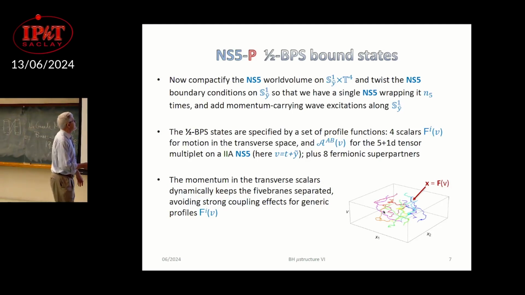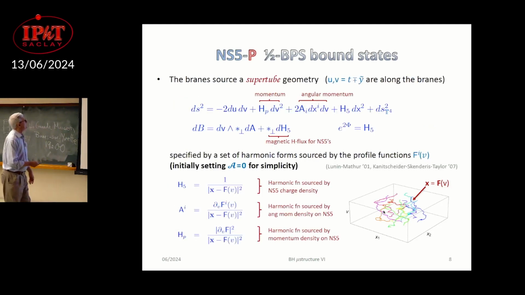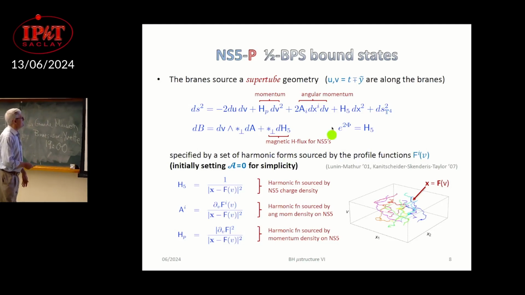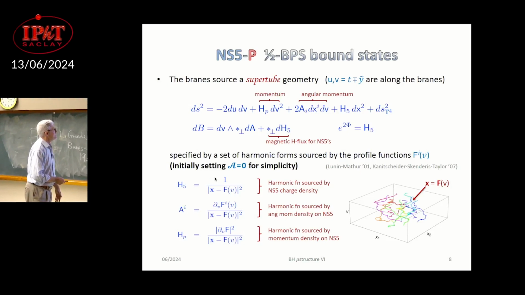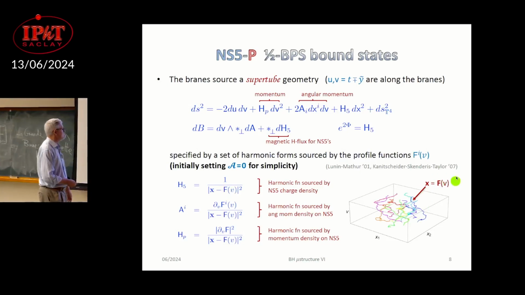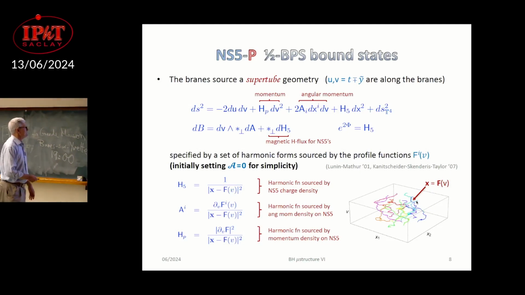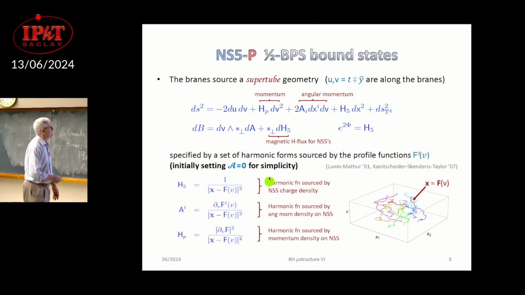Okay, so what is the typical geometry? It's again sourced by some harmonic functions. It's just that now we let the place where the fibrane is in the transverse space adiabatically wander according to some left-moving profile of wave excitations. And there's a generalization of the fibrane harmonic function. And in addition, there's the thing that tells you that the fibrane is carrying momentum.